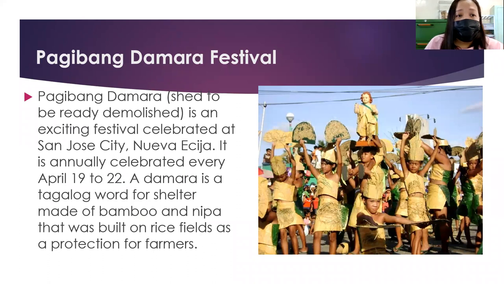We have the Pagibang Damara Festival. Pagibang Damara is an exciting festival celebrated at San Jose City, Nueva Ecija. It is annually celebrated every April 19 up to the 22nd. A damara is a Tagalog word for a shelter made of bamboo and nipa that was built on a rice field as a protection for farmers.